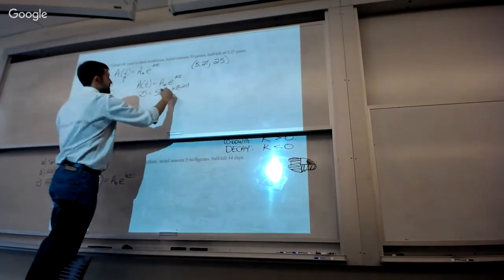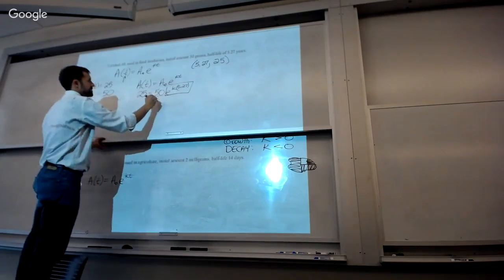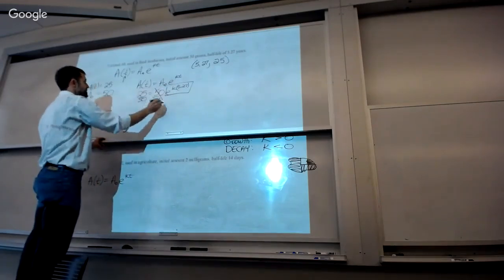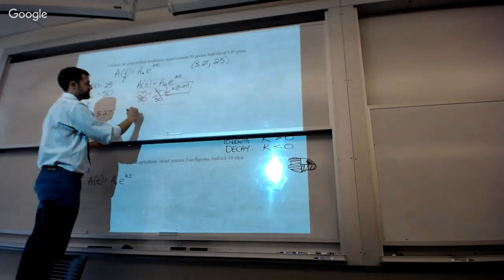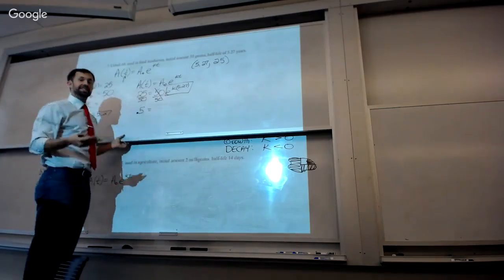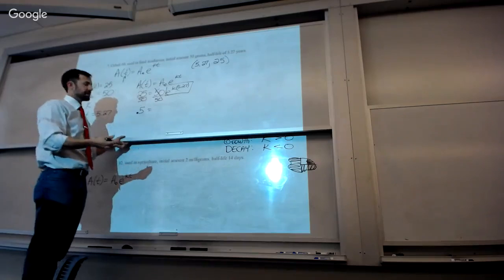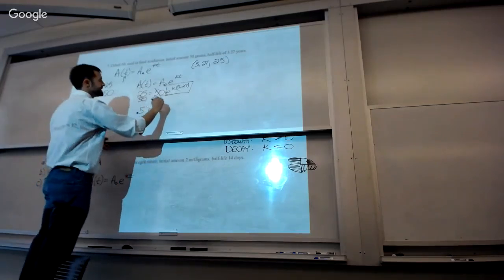So I want to isolate my exponential. It's being multiplied by 50. I divide by 50. And this time you'll notice 25 divided by 50 is 1/2. I'm going to write 0.5. But it's 1/2 because it's a half-life. We're wanting half of the substance to still be there.